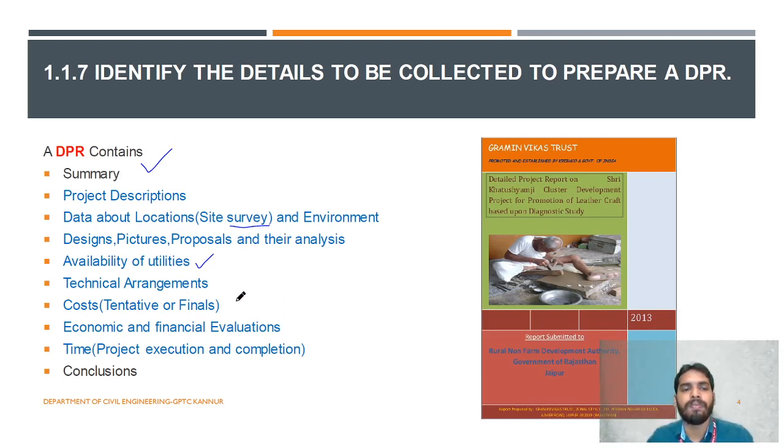Then cost, the tentative or final cost. What will be the maximum cost if we are proceeding with that construction? That also will be included in it. For that, we have to take some estimate. The brief estimate can be included in that, right?